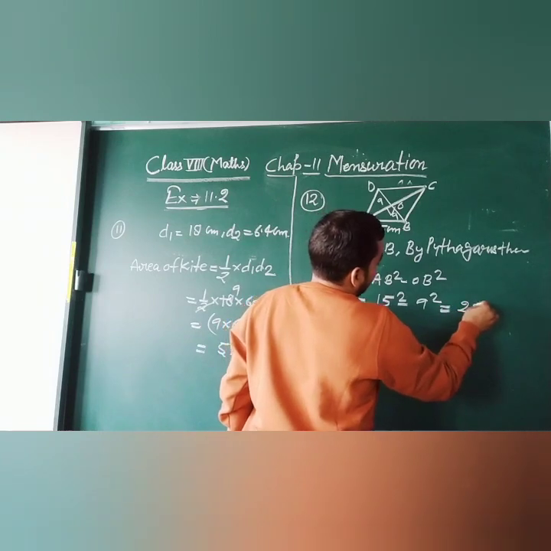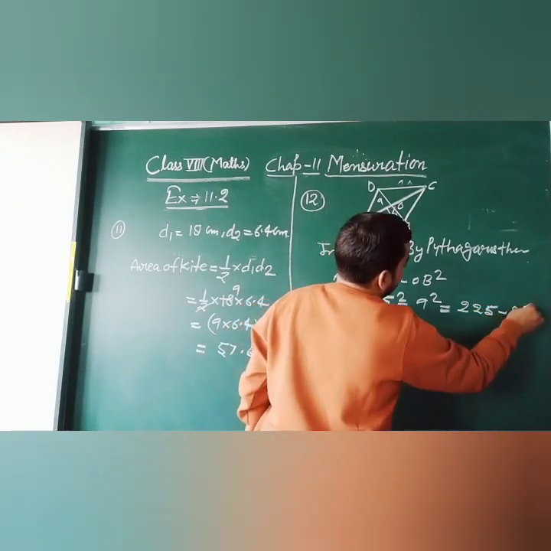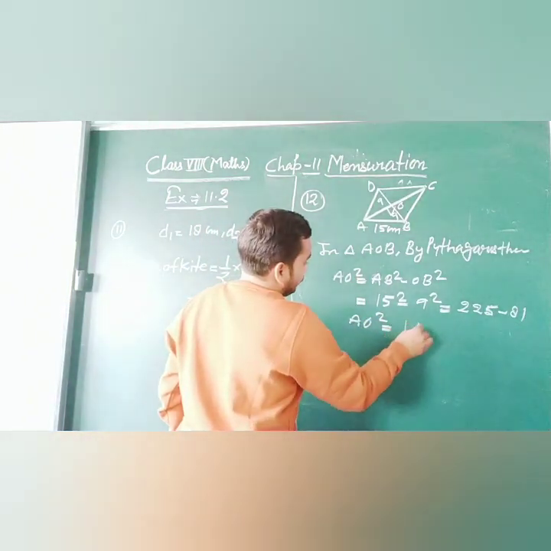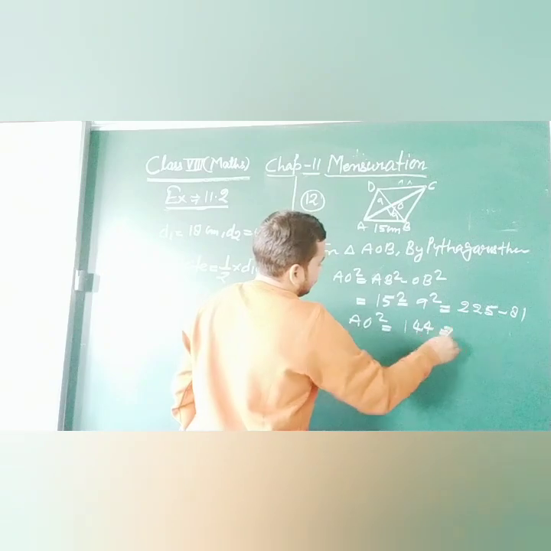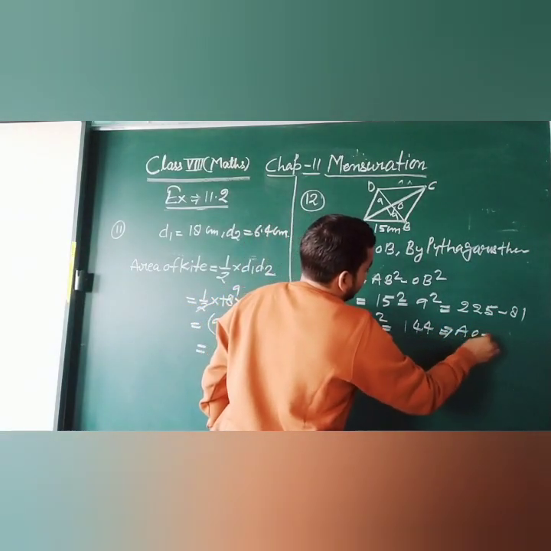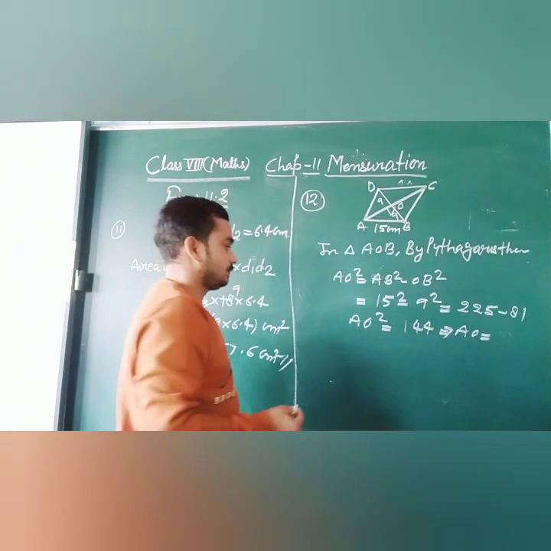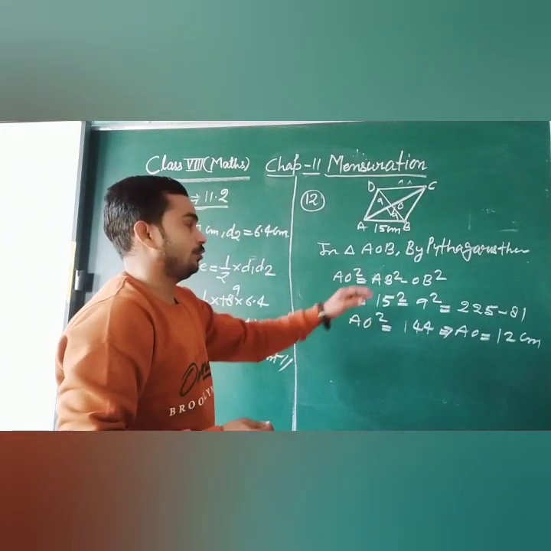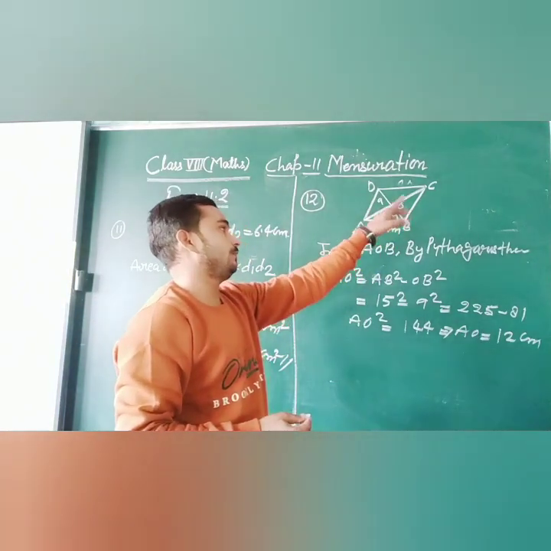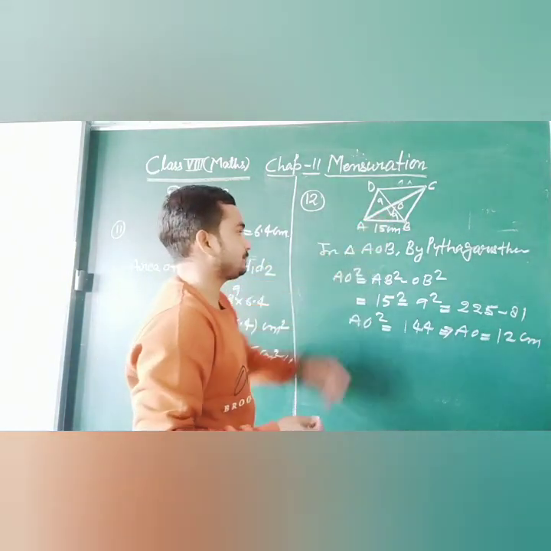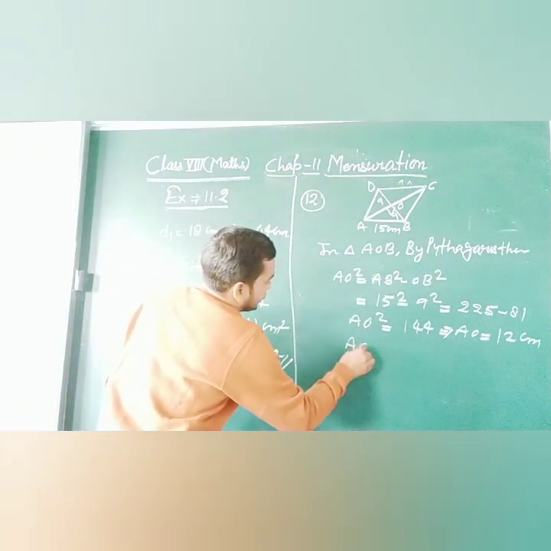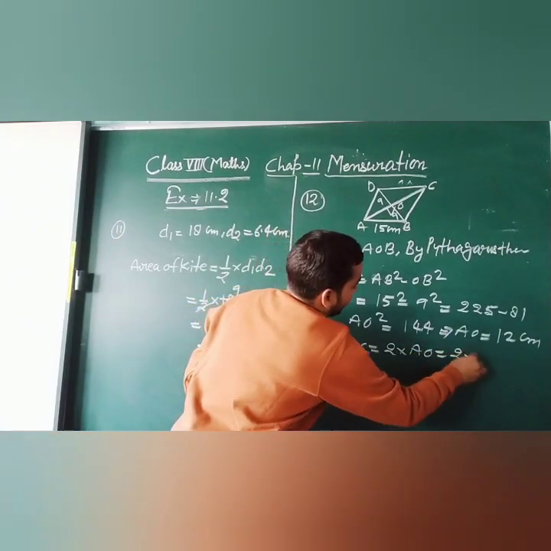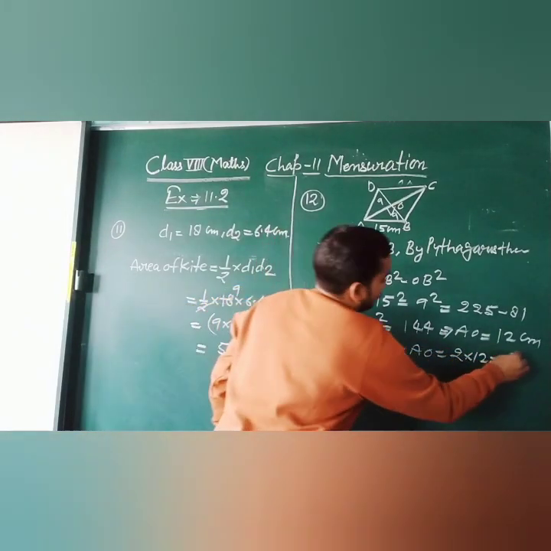The square of 15 is 225, the square of 9 is 81. When we subtract, we get 144. So AO equals the square root of 144, which is 12. So the other diagonal AC equals 2 into AO, so 2 into 12 is 24 centimeters.